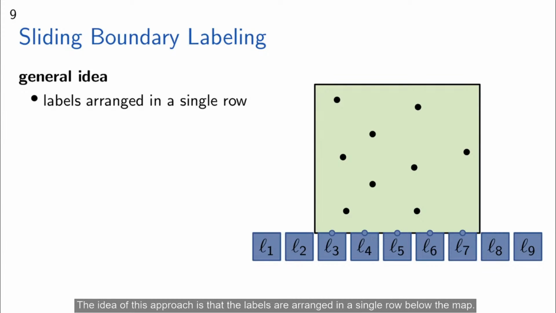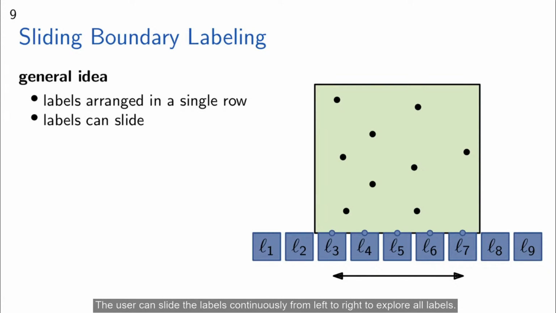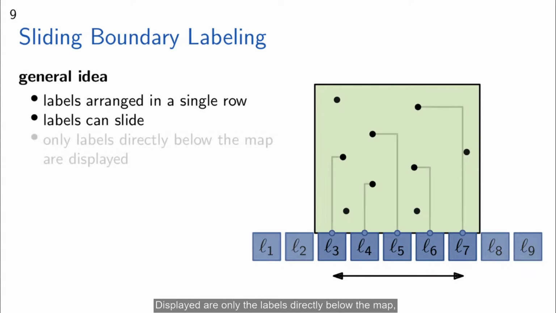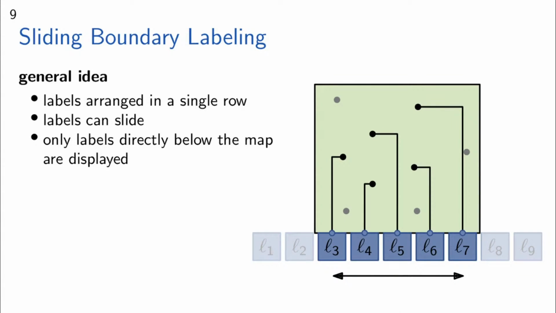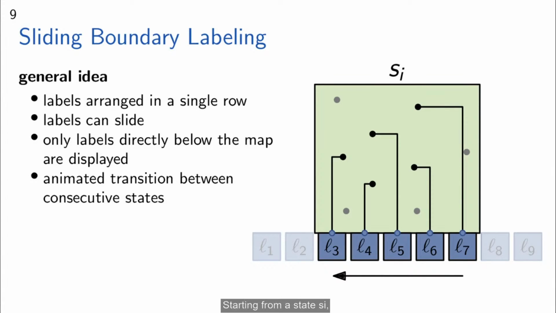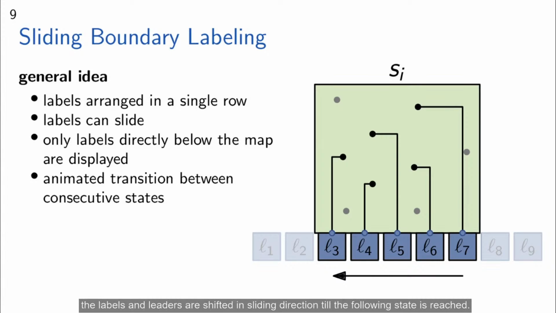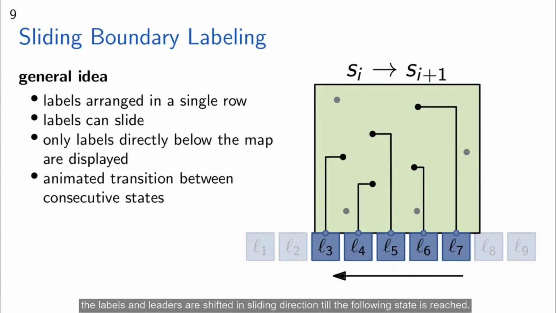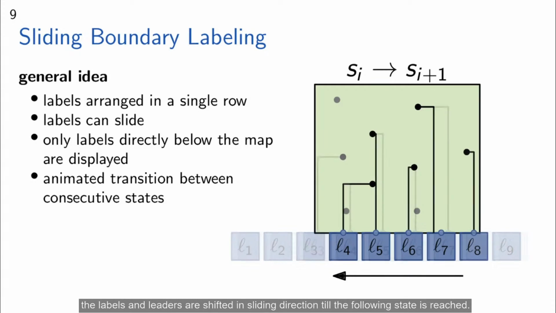The idea of this approach is that the labels are arranged in a single row below the map. The user can slide the labels continuously from left to right to explore all labels. Displayed are only the labels directly below the map, such that the association of labels and features is clear. The transition between two consecutive states is animated as shown in the small example on the right. Starting from a state Si, the labels and leaders are shifted in sliding direction till the following state is reached.